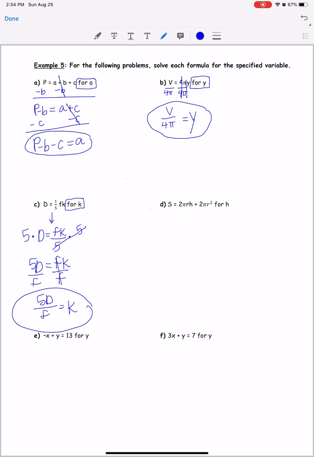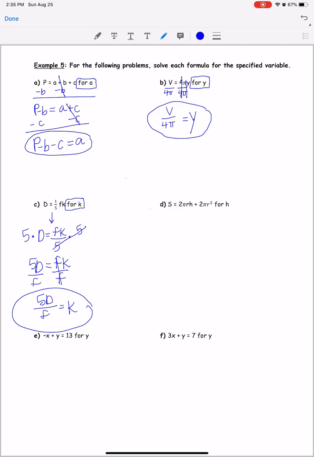Now D looks really complicated. You've got 2 pi RH plus 2 pi R squared. This is another one that's a real formula. This is your formula for surface area of a cylinder. Point is, we want to get H by itself. Now, I know we have a lot going on over here, but because none of those have an H, use that whole thing as a constant, okay?